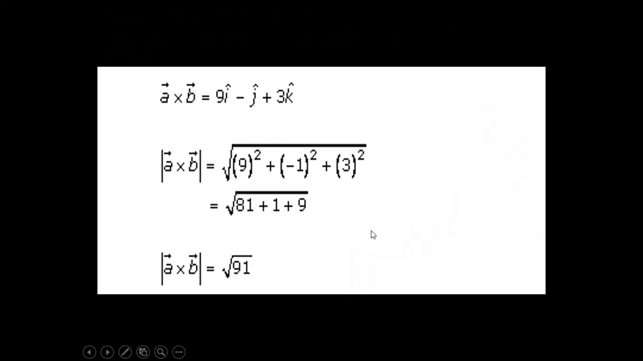So I can give you one small example here of how to find the magnitude of a cross b. Here I have one expression, a cross b. A cross b is already given: 9i minus j plus 3k. Then how do we find the magnitude of a cross b? The magnitude of a cross b equals the root of the x component squared plus the y component squared plus the z component squared.